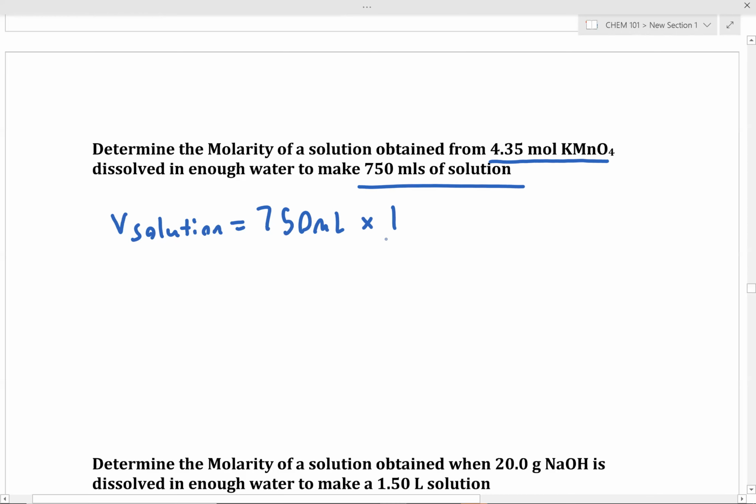In 1 liter, there are how many milliliters? Oh, whoops. I made a mistake. In 1 mil, there are 10 to the negative third liter. And the way that I can know that I made a mistake: the power of 10 always goes with what unit? The base unit. So that in turn gives us 0.75 liters.